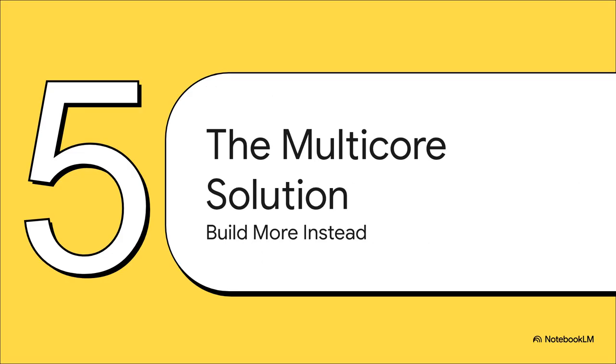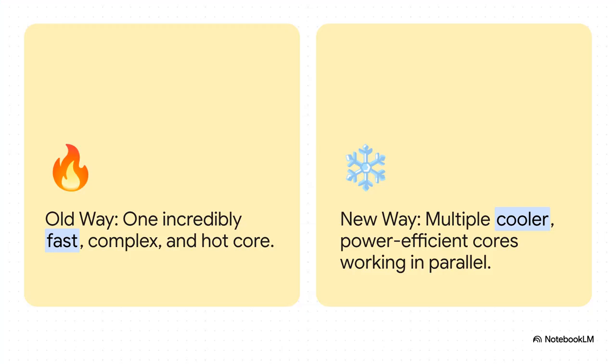So if you can't make one engine go any faster without it melting, what do you do? Well, you add more engines. And this is the era of computing that we live in right now. The entire industry pivoted. They moved from trying to make one single, incredibly fast master chef to putting multiple, simpler, and more power-efficient chefs on the same chip. This is exactly what a dual-core or a quad-core processor is. Instead of one core trying to do everything at 5 GHz, you have 4 cores working together at a more manageable 3 GHz. It was a fundamental shift from raw speed to parallel processing.